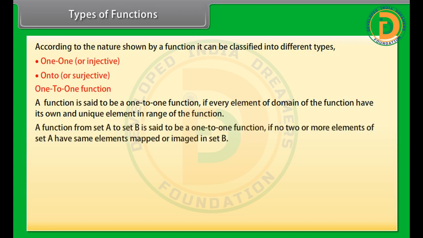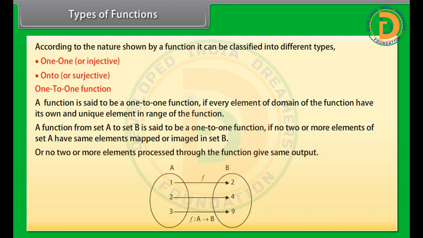A function from set A to set B is said to be a one-to-one function if no two or more elements of set A have the same element mapped or imaged in set B, or no two or more elements processed through the function give the same output.